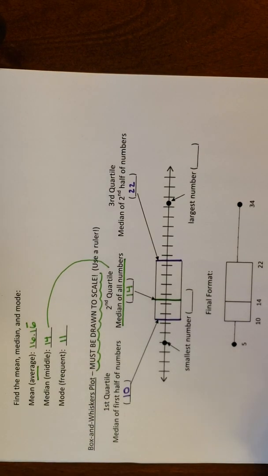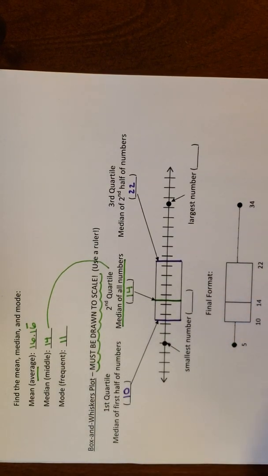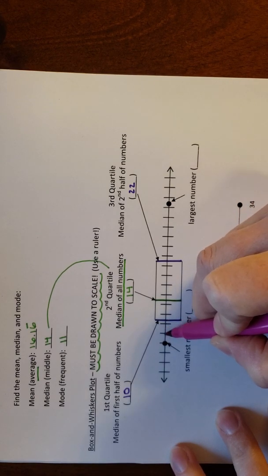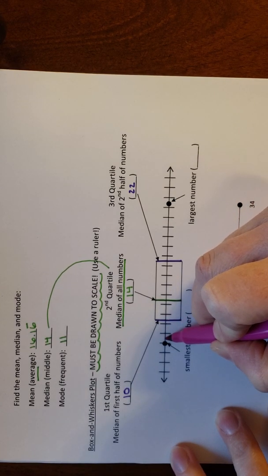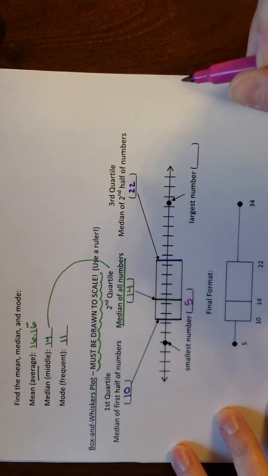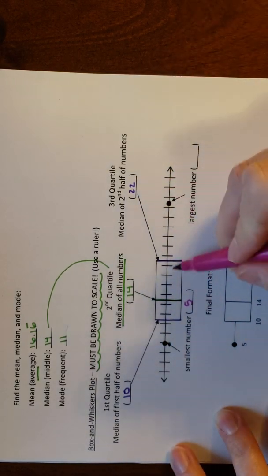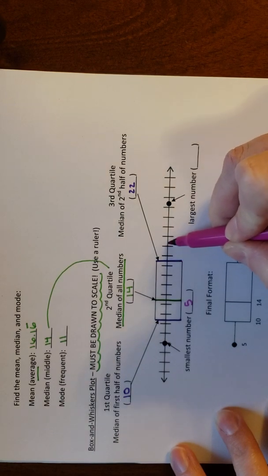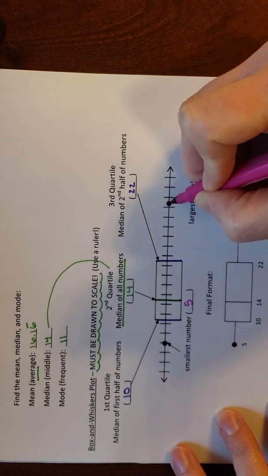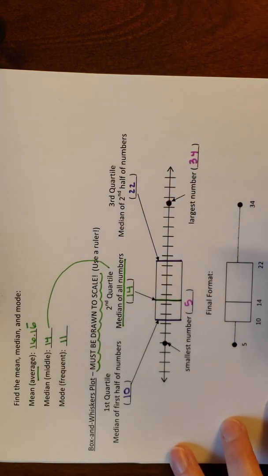And then finally, we need to label our range as well. So we said the smallest number was 5. So here's 10, 8, 6, 7, 5. So this is our smallest number. And the highest number is 34. This is 22, 24, 26, 28, 30, 32, 34. This guy should be over a little bit, but you get what I'm saying.